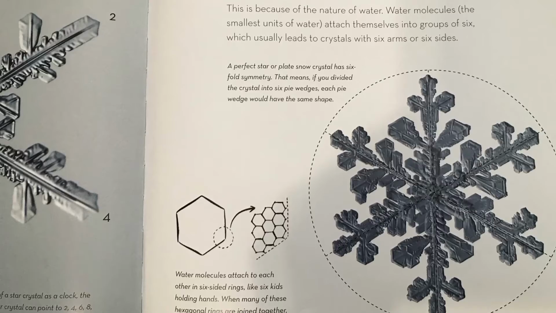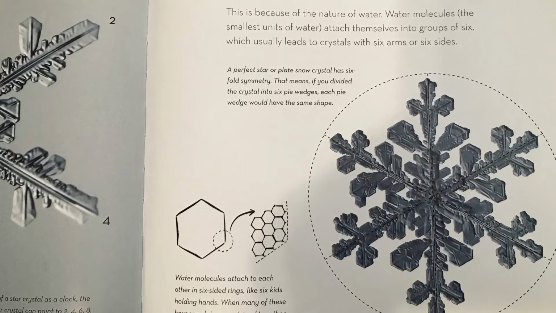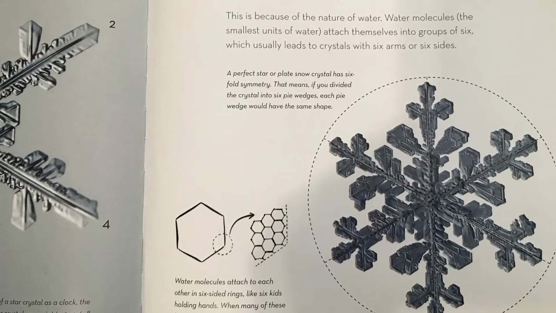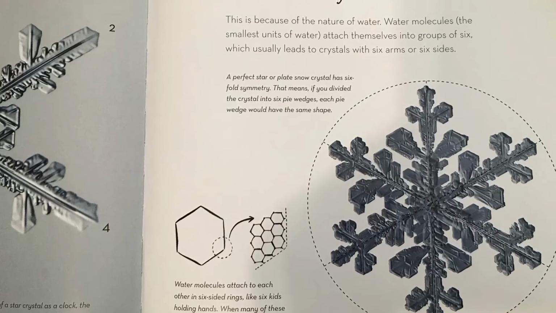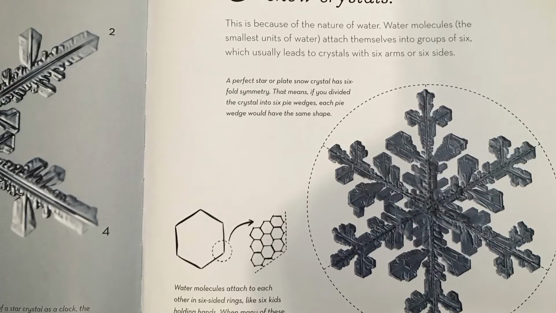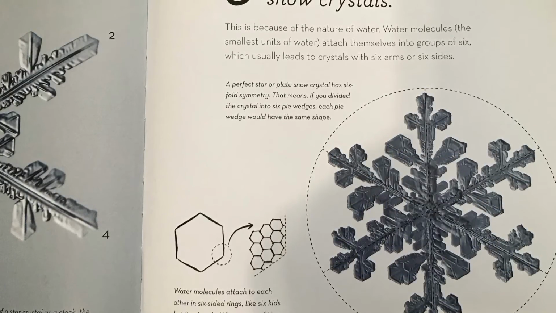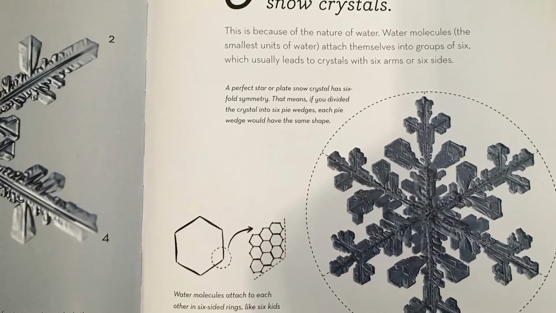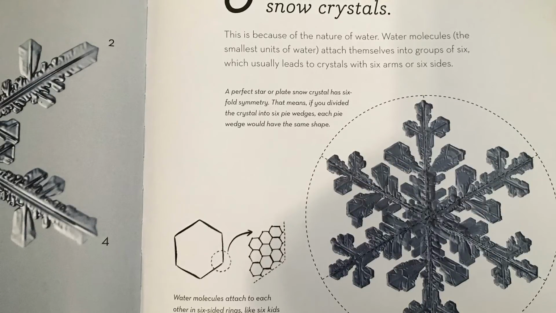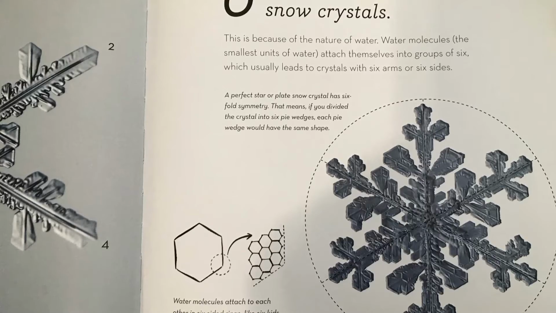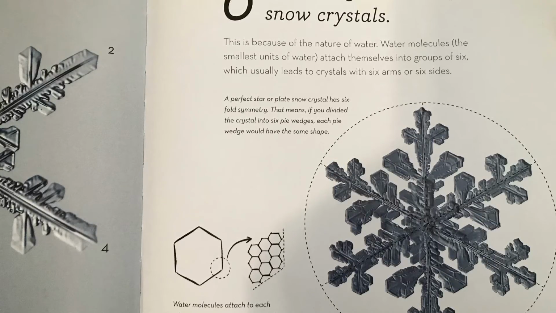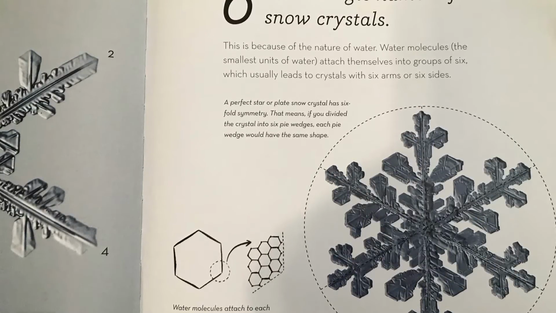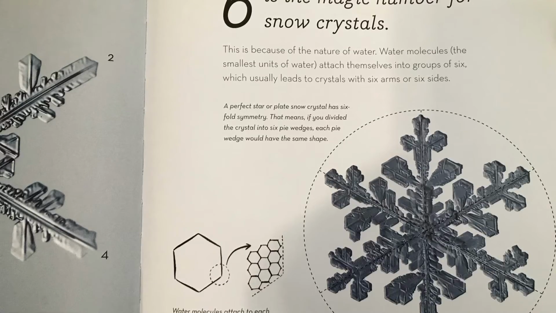6 is the magic number for snow crystals. This is because of the nature of water. Water molecules, the smallest units of water, attach themselves into groups of 6, which usually leads to crystals with 6 arms or 6 sides. A perfect star or plate snow crystal has 6-fold symmetry.